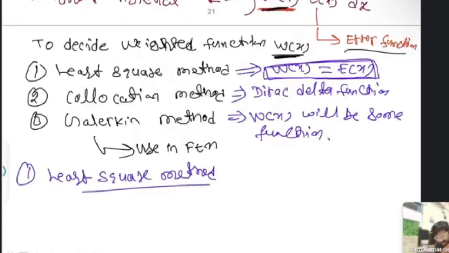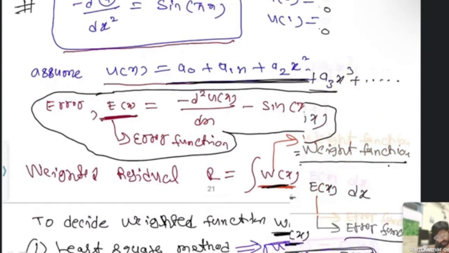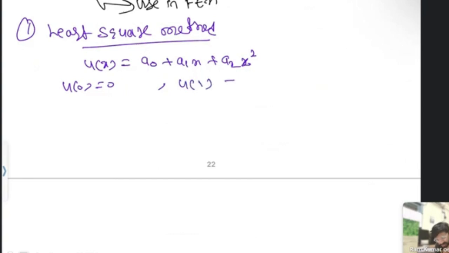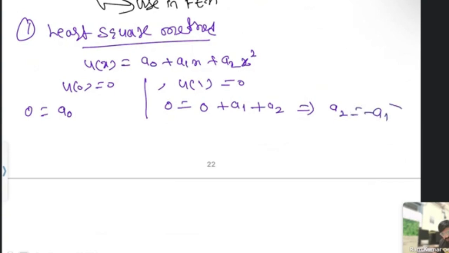So this is our assumed function: u(x) = a0 + a1x + a2x². Then we have two boundary conditions: u(0) = 0 and u(1) = 0. Putting in the first, 0 equals a0, so a0 is 0. Then 0 = 0 + a1 + a2, which means a2 = -a1.